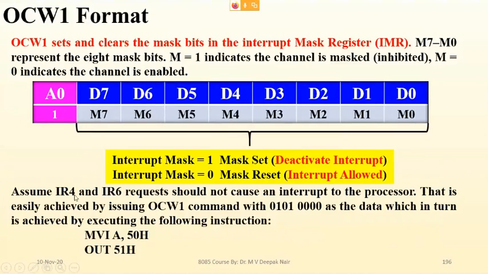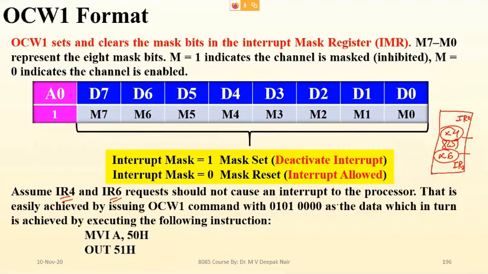For example, assume IR4 and IR6 requests should not cause any interrupt to the processor. You remember that 8259 has got IR0, interrupt request 0, to IR7, interrupt request 7. If we want to block interrupts through line 4 and line 6, we don't want to allow any interrupts through these particular lines.